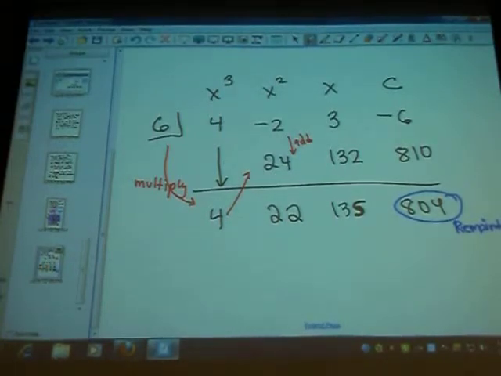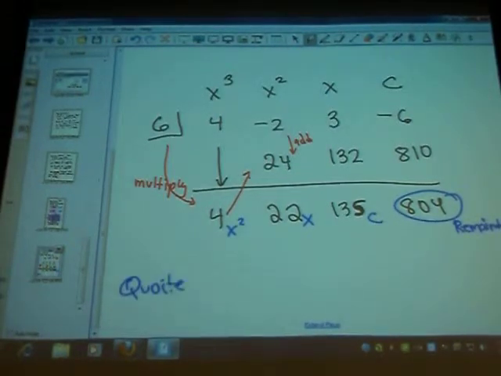Now, how do I interpret this here? 804 is my remainder. My quotient here shifts your columns over 1. So if 804 is my remainder, then the x column becomes your constant column. The x squared column becomes your x column. And then x cubed becomes your x squared. This is how I interpret the quotient, the answer.